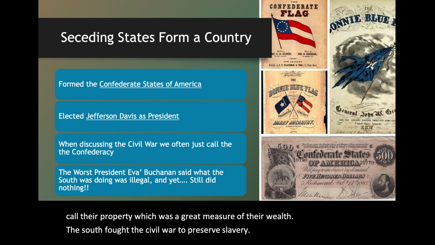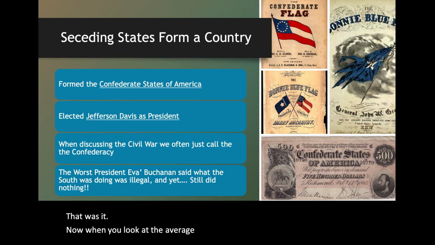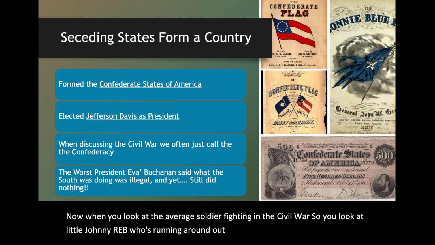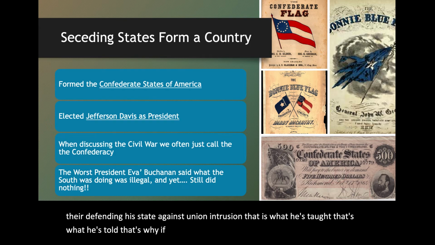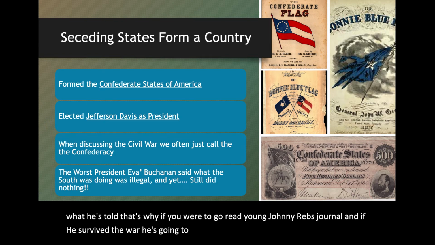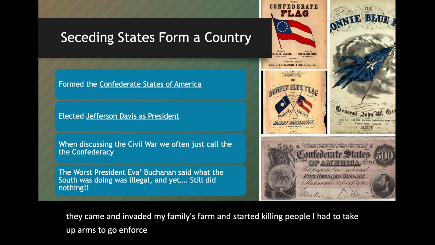That was it. Now, when you look at the average soldier fighting in the Civil War, so you look at little Johnny Reb, who's running around out there, he was sold a bill of goods that they're defending his state against Union intrusion. That is what he's taught. That's what he's told. That's why if you were to go read young Johnny Reb's journal, and if he survives the war, he's going to have throughout his journal, those darn Federals, they came and invaded my family's farm and started killing people. I had to take up arms to go and force those Federals out of my state.